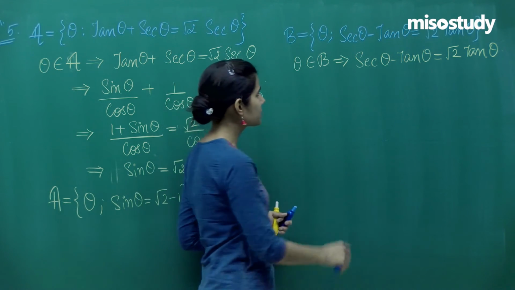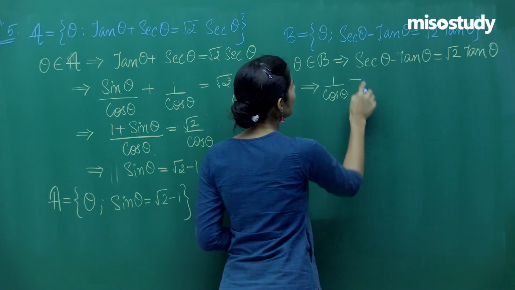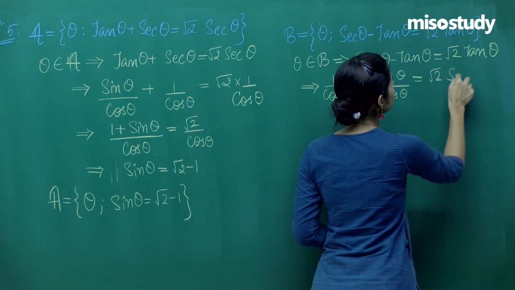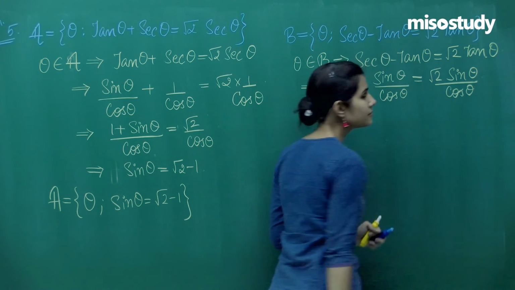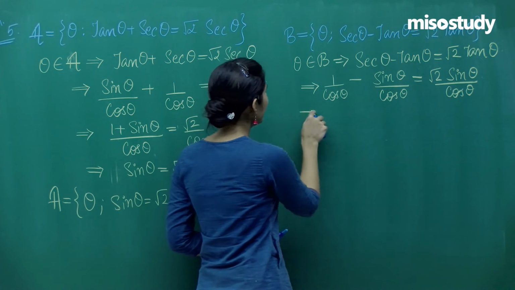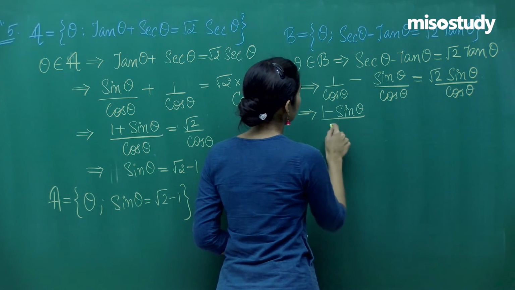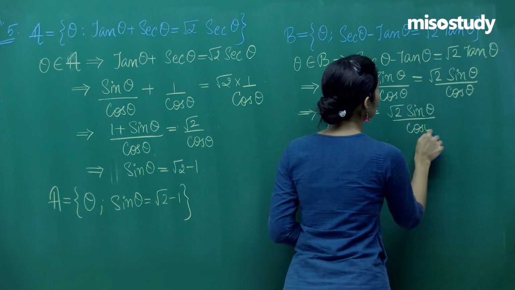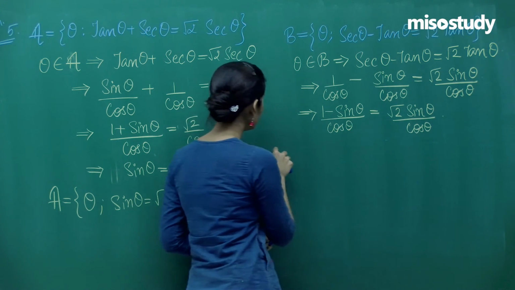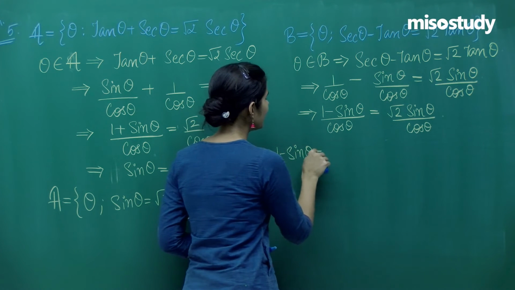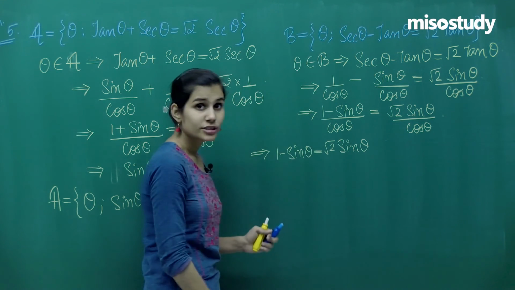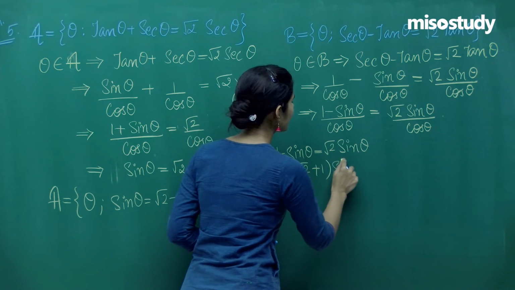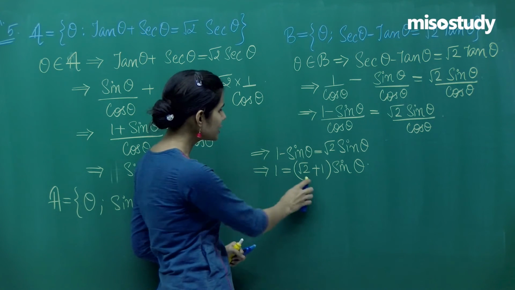Again, convert this into sine and cos expressions. You will get 1 upon cos theta minus sine theta upon cos theta is equal to root 2 times sine theta upon cos theta. Now find the LCM on the left hand side, and you will obtain 1 minus sine theta upon cos theta is root 2 sine theta upon cos theta. Cos theta gets cancelled from both sides and you are left with 1 minus sine theta is root 2 sine theta. Now take sine to one side so that you have like expressions, and this implies 1 is equal to root 2 plus 1 times sine theta. I've just taken sine theta common and this is what I'm left with.